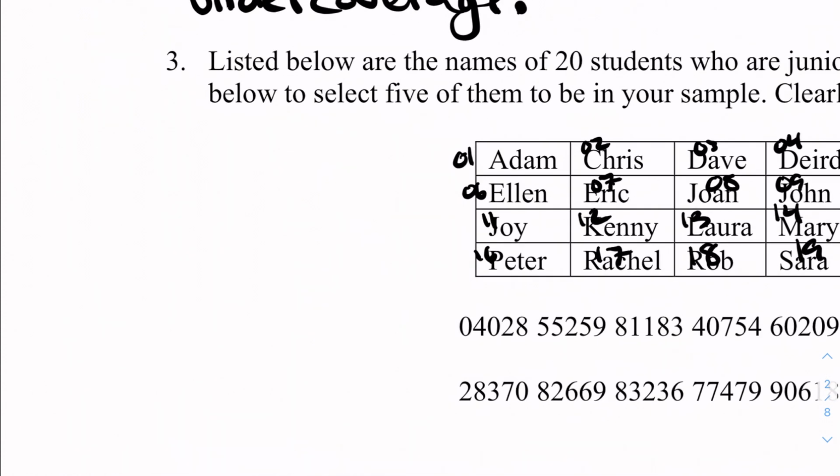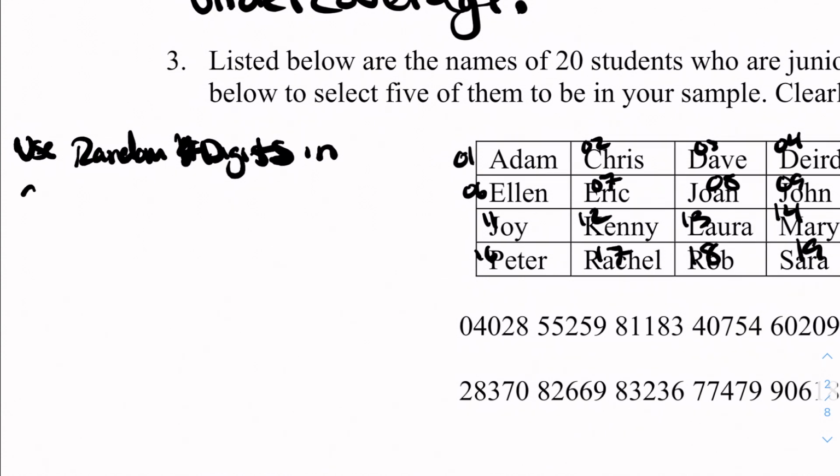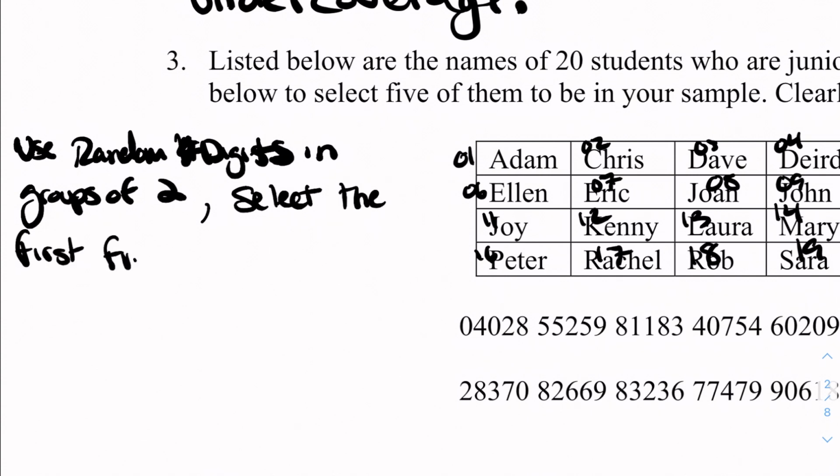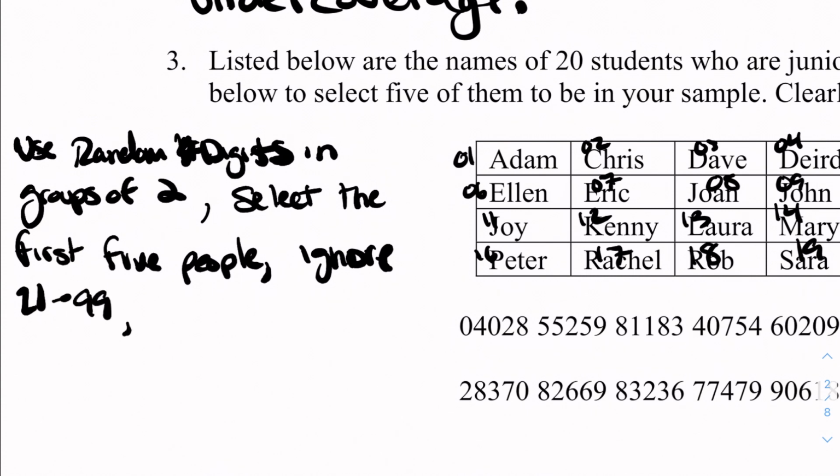So we're going to use the random numbers. Sorry, I should say digits in groups of 2. Select the first 5 people in the sample. Of course, we're going to ignore 21 through 99 and ignore repeated numbers. We can't have the same person in the sample.